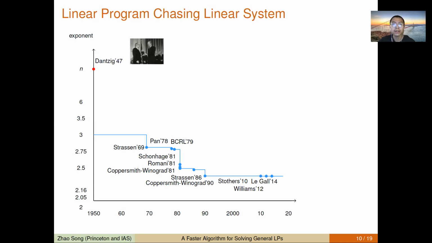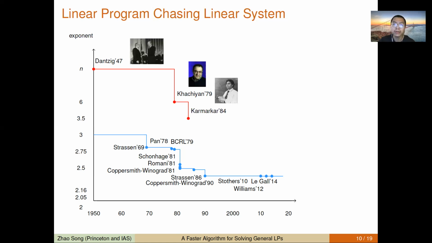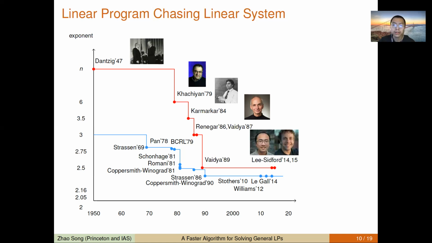Now let me briefly remind you of the history of solving linear programs. At the beginning, solving linear programs took exponential time due to the simplex algorithm. Khachiyan gave the first algorithm that can solve LP in polynomial time. Then Karmarkar improved it to n to the 3.5, and Renegar and Vaidya improved it to n to the 3. Then Vaidya, in 1989, improved it to n to the 2.5. As you can see from this picture, over the last 30 years, the running time of solving LP in the worst case for a full-rank dense matrix remains n to the 2.5.